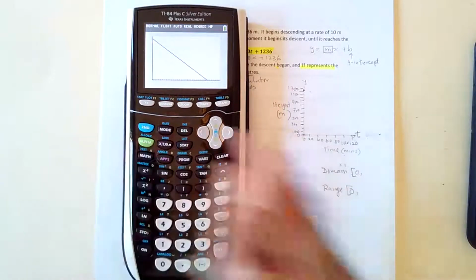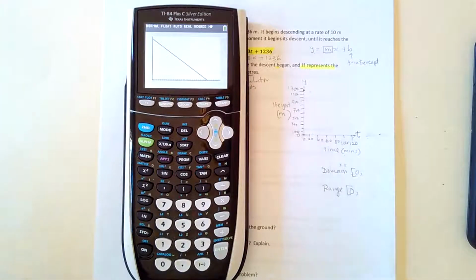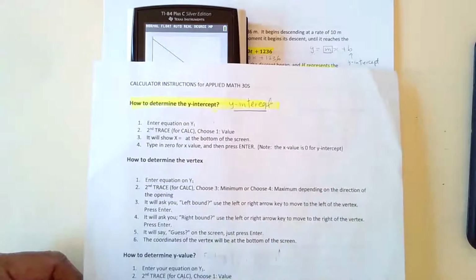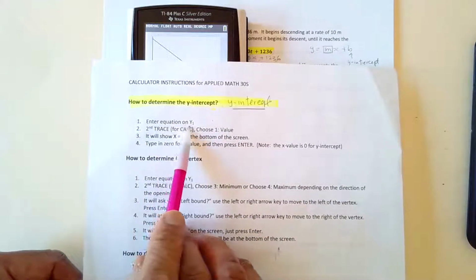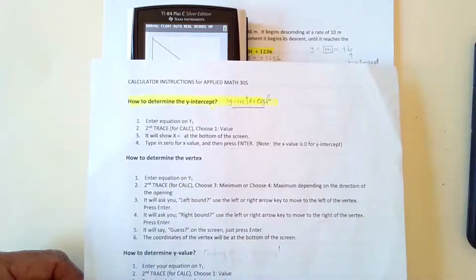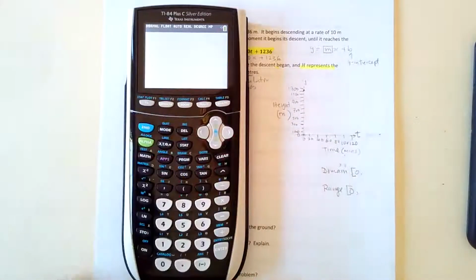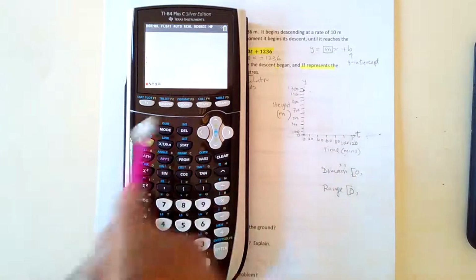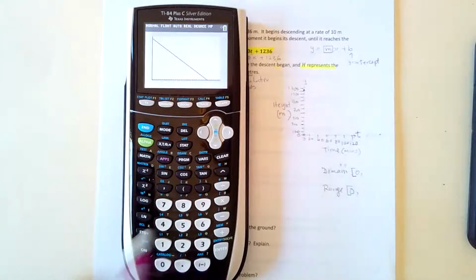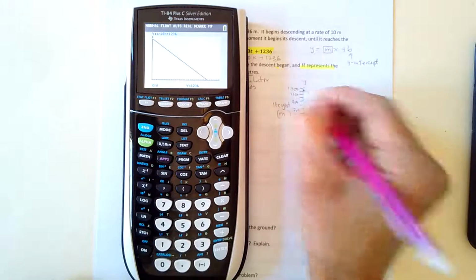By the way, you can go to your calculator and enter y, which we did: second trace, value, and choose x as 0, and you press enter. So we already have our equation. So we go second trace, press enter. Let x be 0, y is 1236, exactly as this. So right at this point here, 1236.